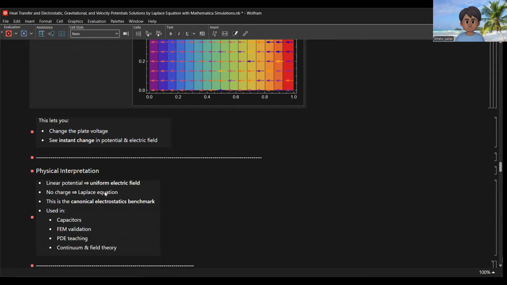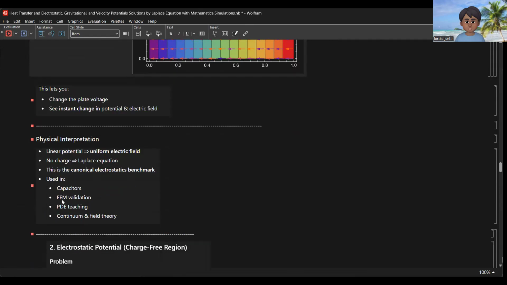So for the Laplace equation, this is the canonical electrostatic benchmark. This is used in capacitor and finite element method validations, PDE, or partial differential equation, teaching, and continuum and field theory.